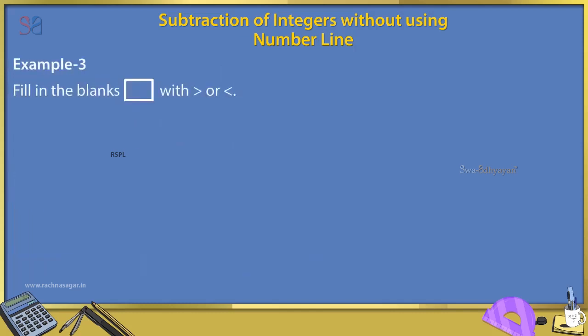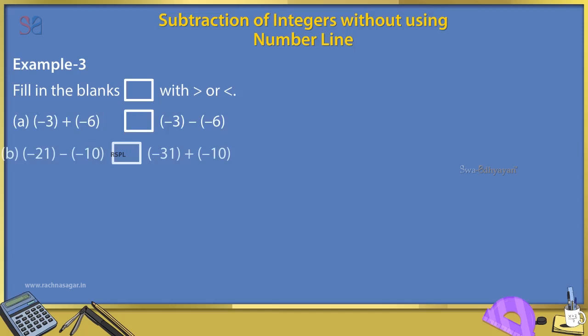Example 3. Fill in the blanks with greater than or less than. A, (-3) plus (-6) __ (-3) minus (-6). B, (-21) minus (-10) __ (-31) plus (-10).